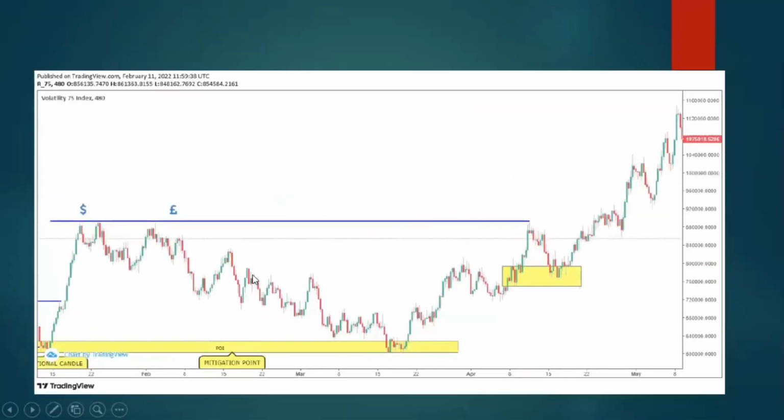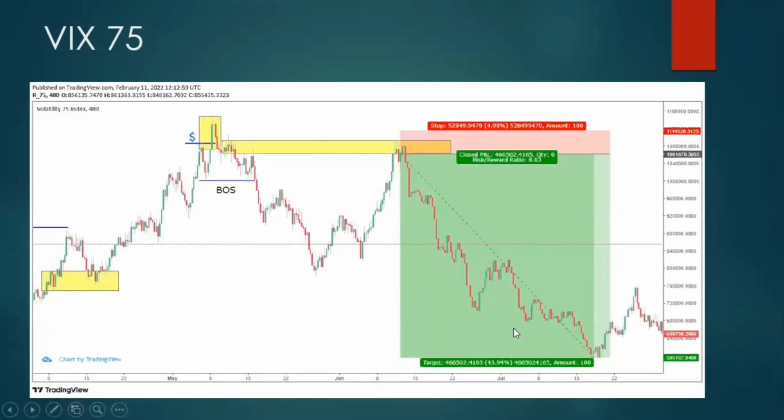So this is what they do every now and then. And look at the move. Look at the move, and they keep on going and going and going. I can show you this over and over again in this market.